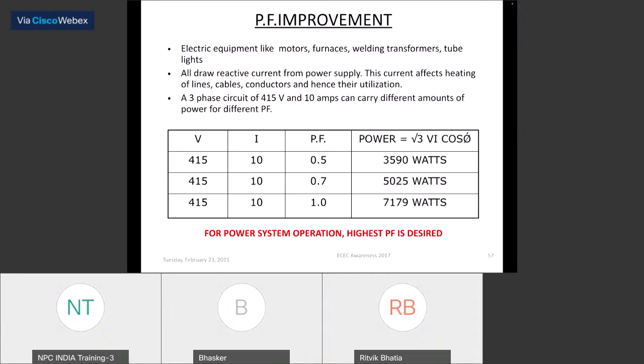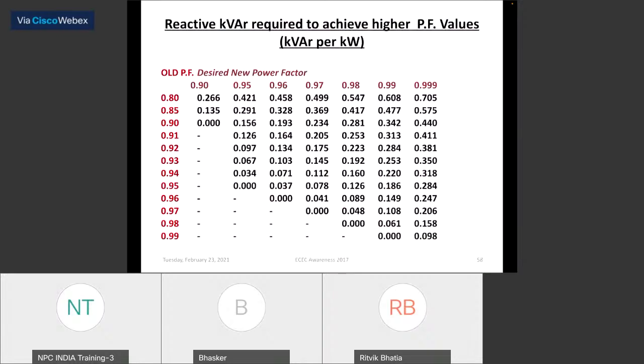So these are some of the things which we have given for power factor improvement. And you might have seen these tables many times in engineering, showing how much kVAr capacitor is to be installed to improve the power factor from some level to some level. We don't have to go and calculate now and then. This table is available everywhere.